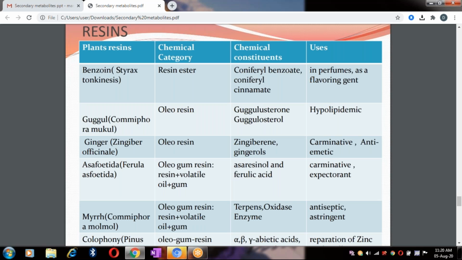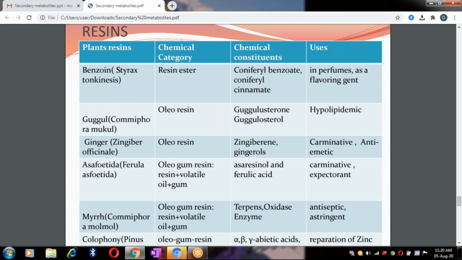Apart from that, you can also extract it with alcohol and later precipitate with water, or you can distill. You can heat the plant part, it will become soft and it will come out. An example is guaiacum. Or you can just make incisions for resins like asafoetida, myrrh and all. If you just make an incision, it will start oozing out.